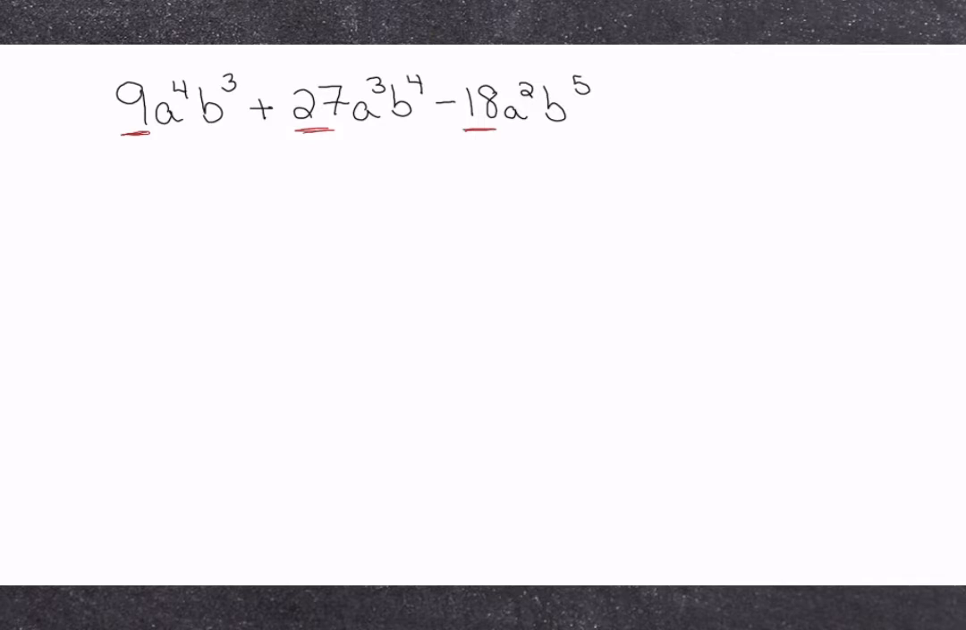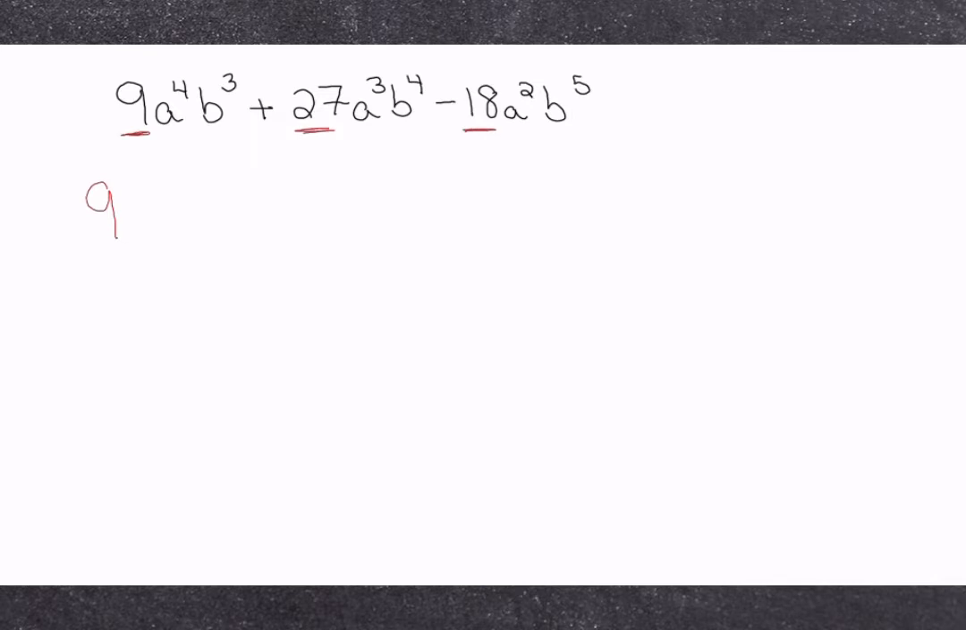I have 9, I have 27, I have 18. What is the highest number that I can divide into all three of these numbers? It has to be the same number. That number is going to be 9. I can take 9 divided by 9, 27 divided by 9, 18 divided by 9. All of those have 9. So that's going to be considered the GCF among the numbers. 9.